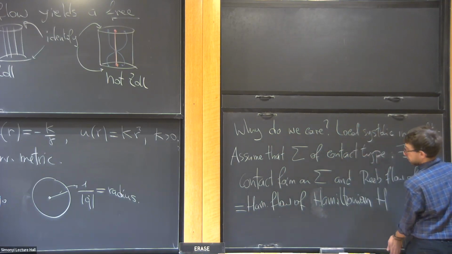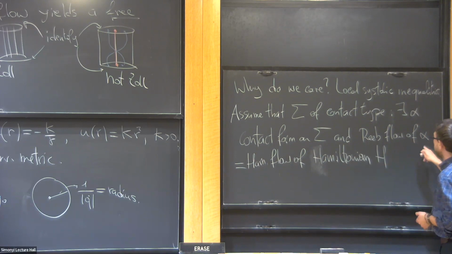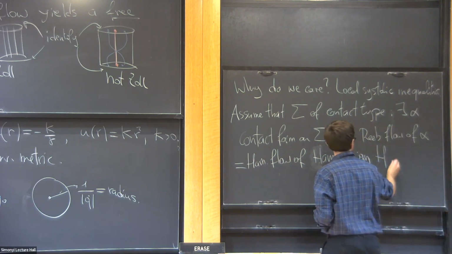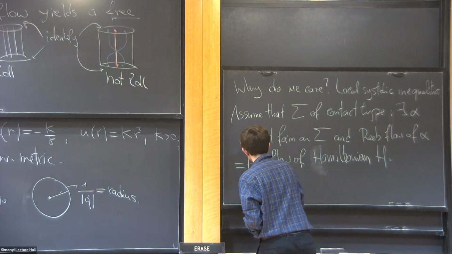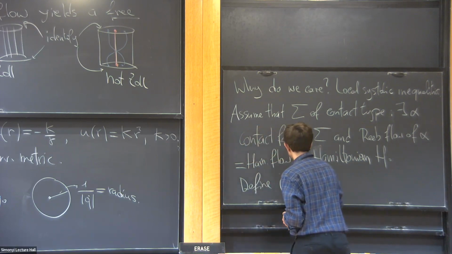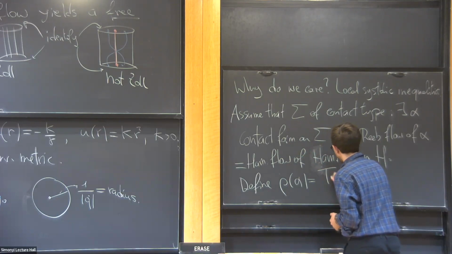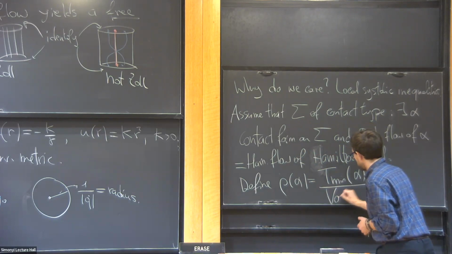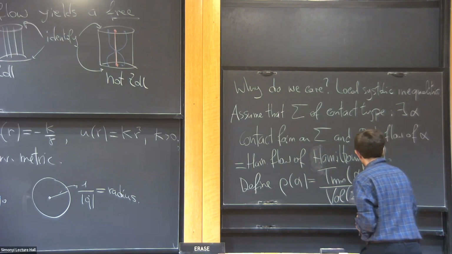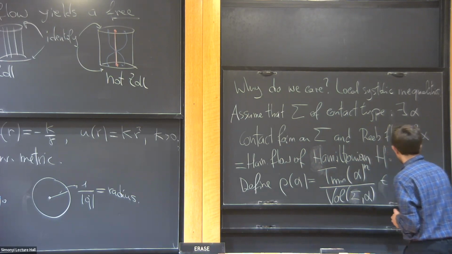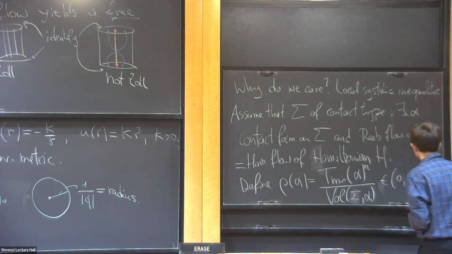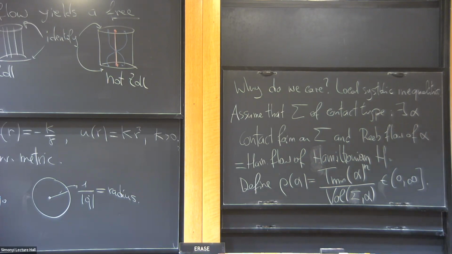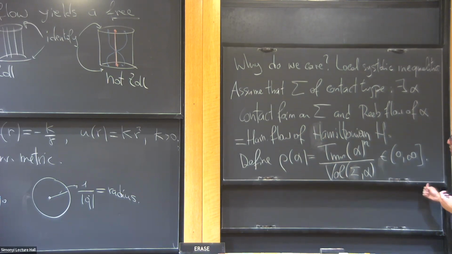So now, having the Reeb flow of alpha, you can define the systolic ratio, rho of alpha. This is by looking at the minimal period of a periodic orbit, and you normalize by the contact volume of sigma with respect to alpha. This is a number from 0 to infinity; it would be infinity if you find a counterexample to the Weinstein conjecture.